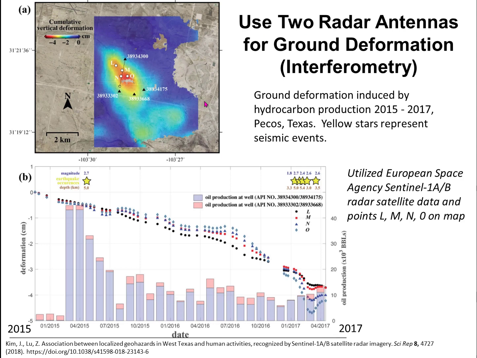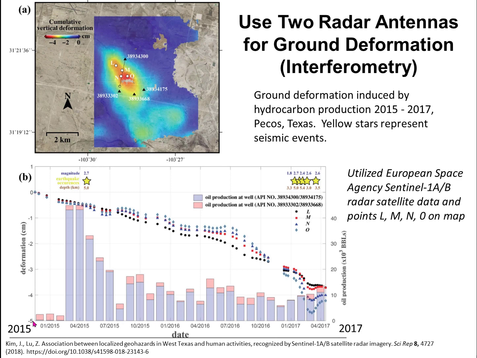And finally, you can use 2 radar antennas for ground deformation. It's called interferometry. And here we're looking in West Texas at an oil field. And just keep your eyes on L, M, N, and O. And these are the points that were measured by the radar satellite through time, 2015 to 2017. And it detected a cumulative vertical deformation subsidence of over 4 centimeters.